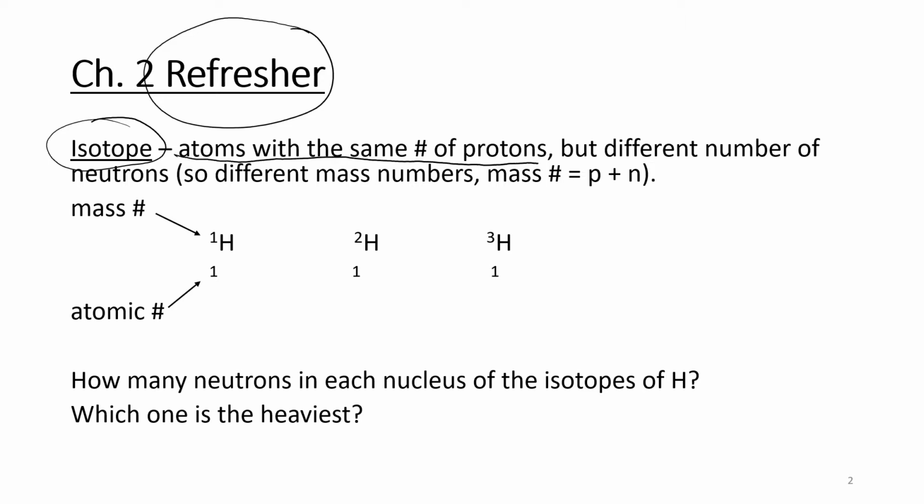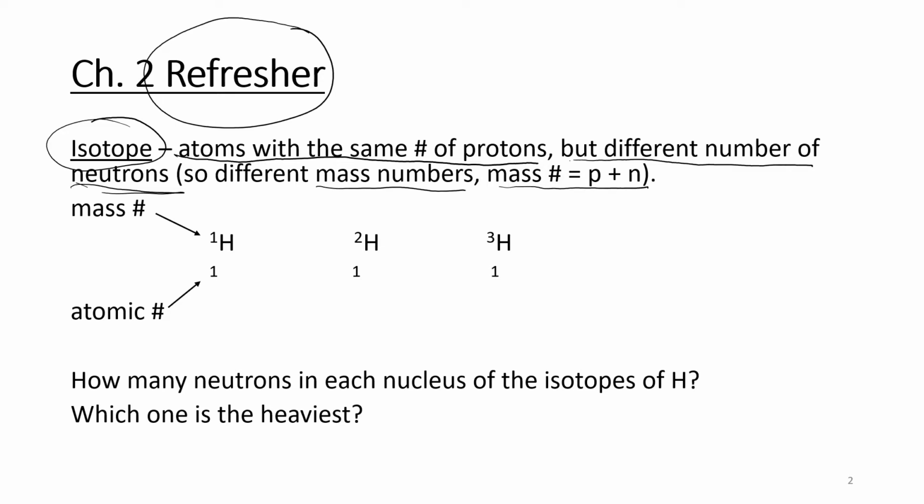All those atoms within the element have the same number of protons because that gives it the identity, but they can vary in the number of neutrons within those atoms from one atom to the next. So their mass numbers are going to be different. So mass number, again, is protons plus neutrons.